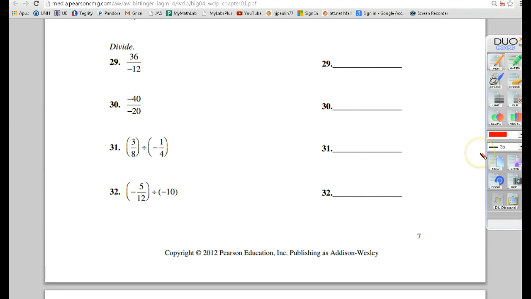So as we continue with division here, the same rules apply. Watch the signs. So we know our answer is going to be a negative, and this goes in there 3 times, so negative 3. And again, the same rules apply. Like signs, this is going to give us a positive 2.